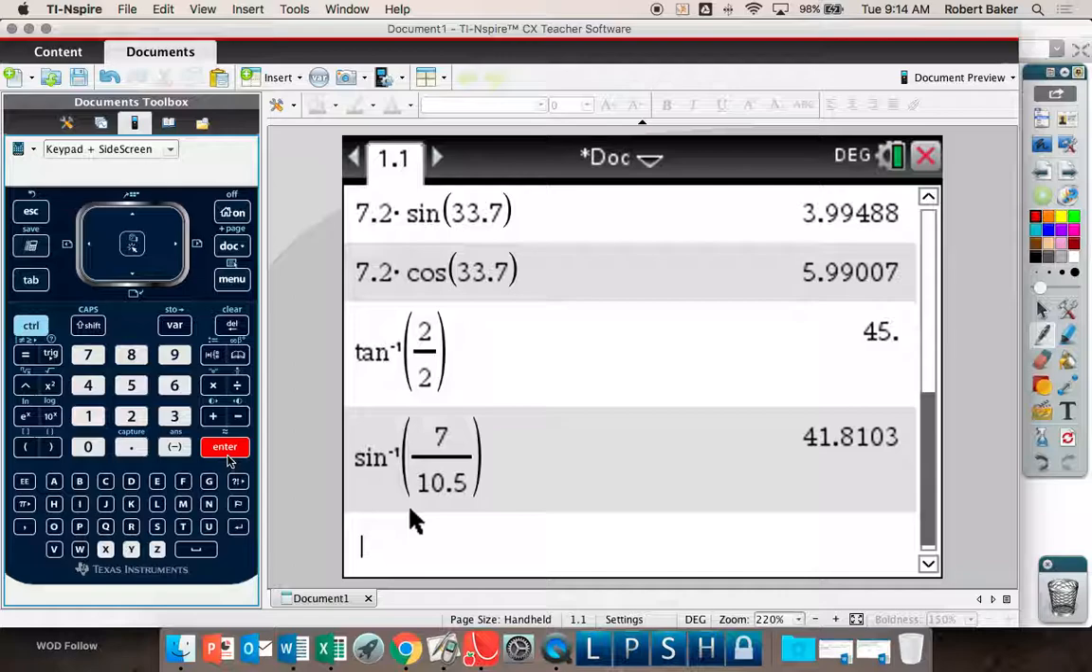Did you get that? Yeah? So y'all typed in tangent of 7 over 7.8 and got 41.81. I typed in the inverse sine of 7 over 10.5. We got the same answer, because we're solving for the same angle. The angle does not discriminate in size based on the trigonometric function that you're using. So 41.8 is the measure of angle A.